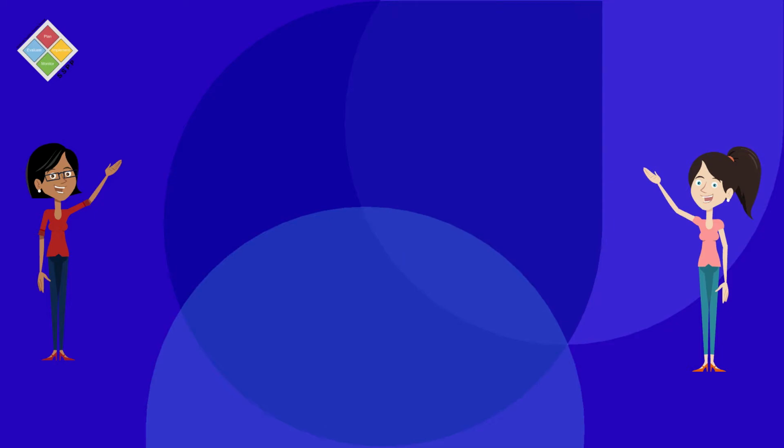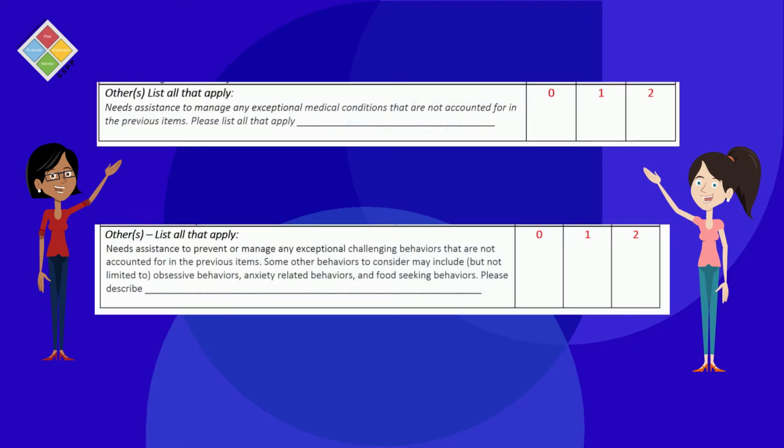What if a student has a medical condition or exhibits a challenging behavior that requires extra support but isn't listed in the assessment? In such a case, the medical condition or the challenging behavior should be specified and rated in the other item. Both the medical and behavioral sections have "other, list all that apply" as the final item on the list. One more thing, if teachers have questions or need clarification about any of the items, they should ask their coach or another research team member.